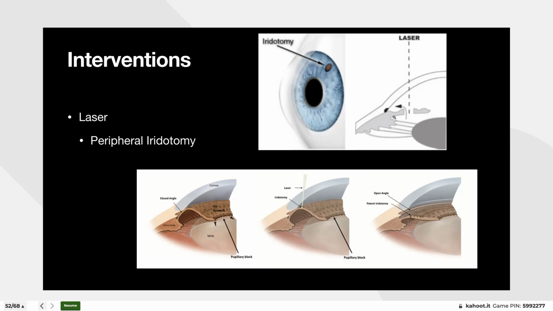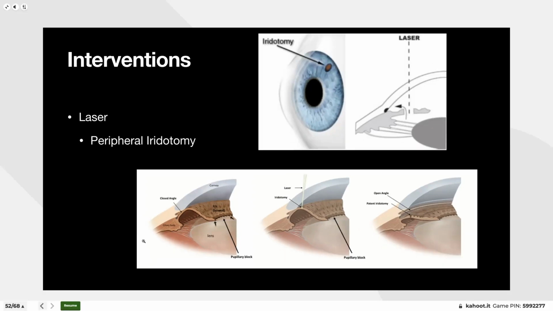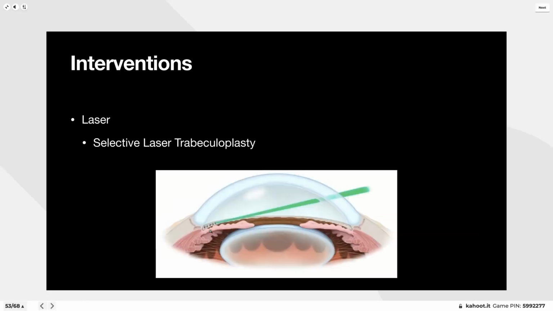Second type of laser we're going to talk about here is called selective laser trabeculoplasty, or SLT. And this is where we shine the laser directly into that angle. And while it looks as though we're creating little holes here, we're not really actually creating holes. We're creating a chemical change in the trabecular meshwork so that it more readily drains fluid.